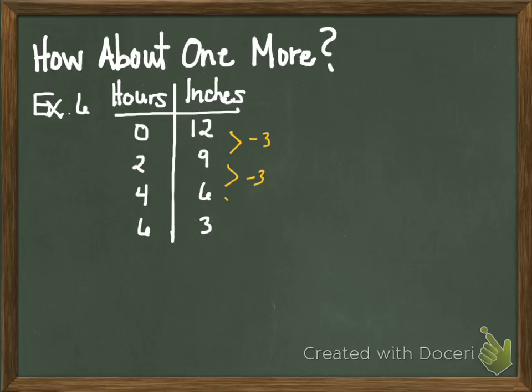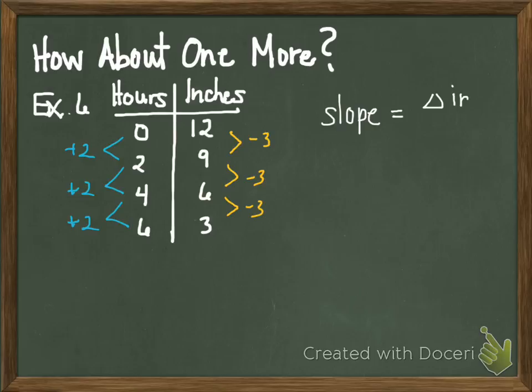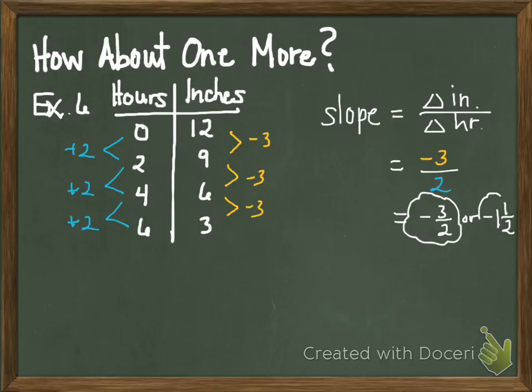Okay, as I work it out, I see the change in my y values, or the change in my dependent variable, is negative 3, while the change in my independent variable is 2. So this time I'm thinking of the slope as not delta y over delta x, but delta inches, the change in inches, over the change in hours. The change in inches was negative 3, and the change of hours was 2. So that means the slope should be negative 3 over 2, or you could say negative 1.5.